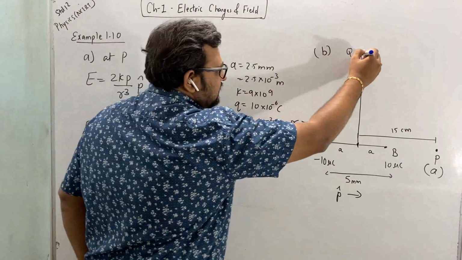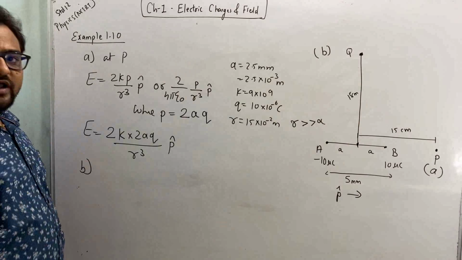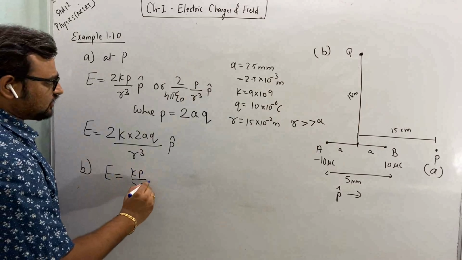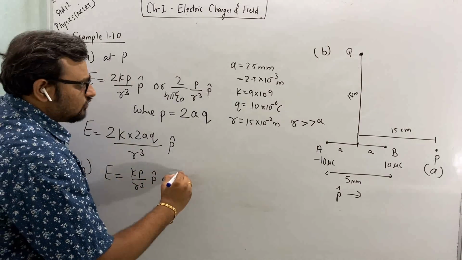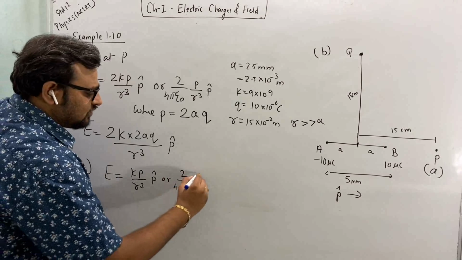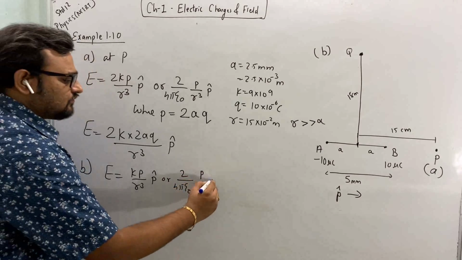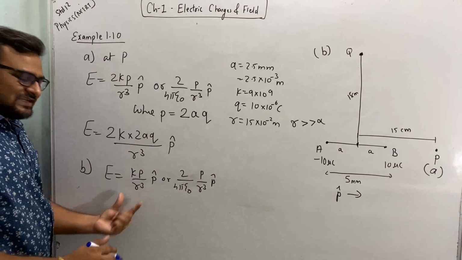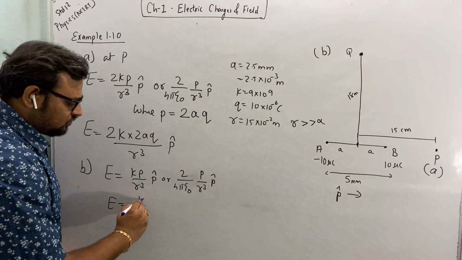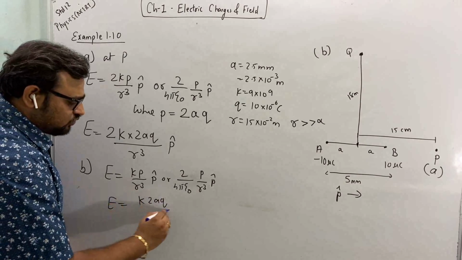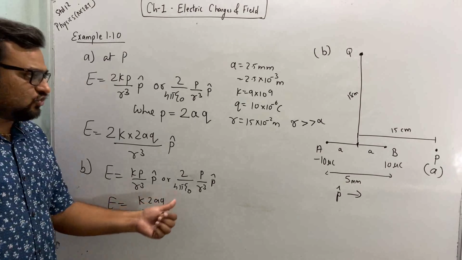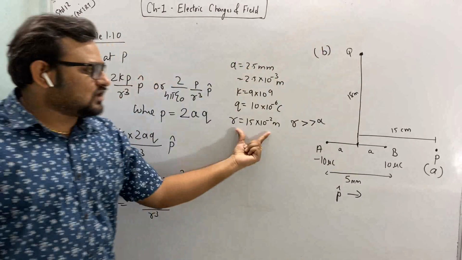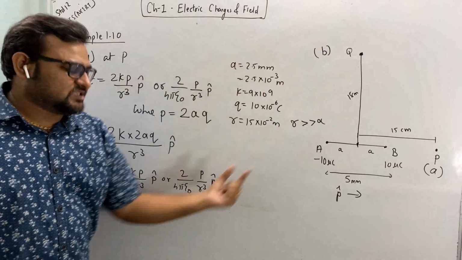Now at point B, again we will use a similar formula. E is equal to kP by R cube, or 2 upon 4 pi epsilon 0 P by R cube. Clear? What is P? 2aq. You can use any one of the formulas; I will select this one. So electric field will be equal to K 2aq by r cube. Put in the values of K, a, q and r. Here also r is 15 centimeter from the center, so the values will be the same here also.